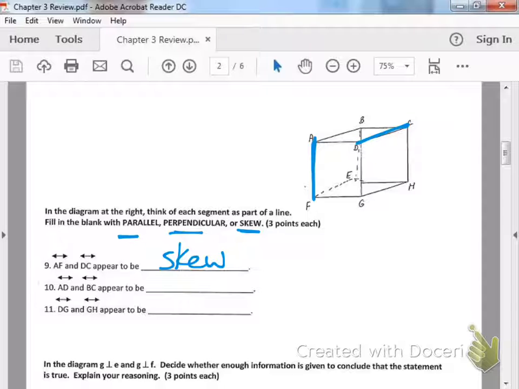All right, next we have line AD. So that's like the top of the box, closest to us. And then line BC, so like the top back of the box. What do those look like? Parallel. And you can use the symbols if you'd like. Save yourself some time. And then the last one we have DG, so like the front corner of the box, and GH. Those are perpendicular. Again, symbols are just fine.